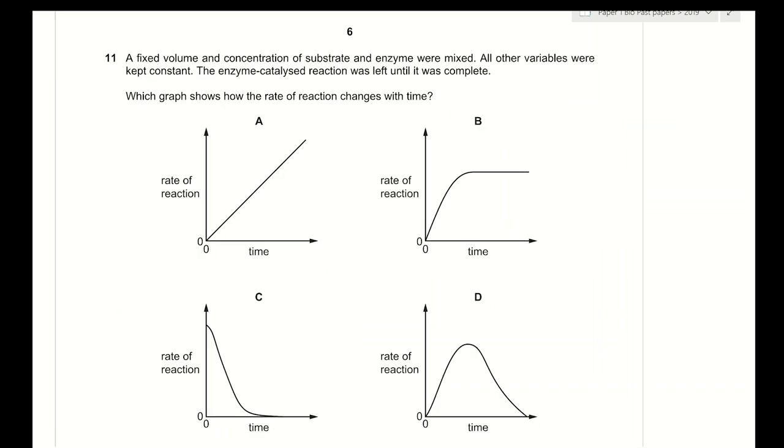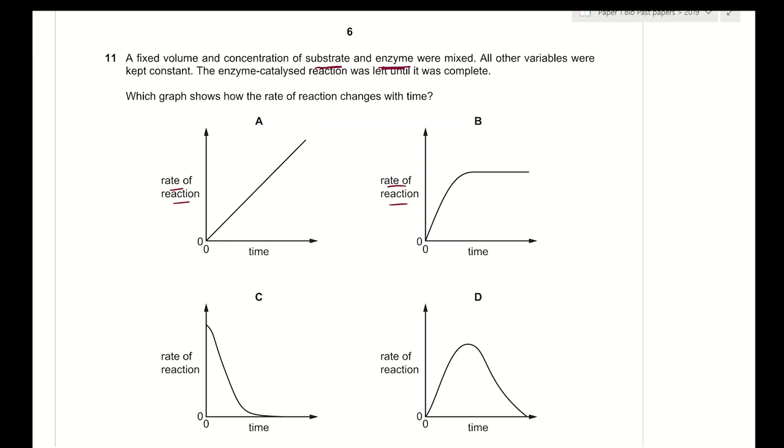Question number 11. A fixed volume and concentration of substrate and enzyme were mixed. All other variables were kept constant. The enzyme-catalyzed reaction was left until it was complete. Which graph shows how the rate of reaction changes with time? Now, coming back to our last question, this question is also very similar. Now, here on the y-axis, we can see rate of reaction. And here it says a fixed volume of substrate and enzyme.